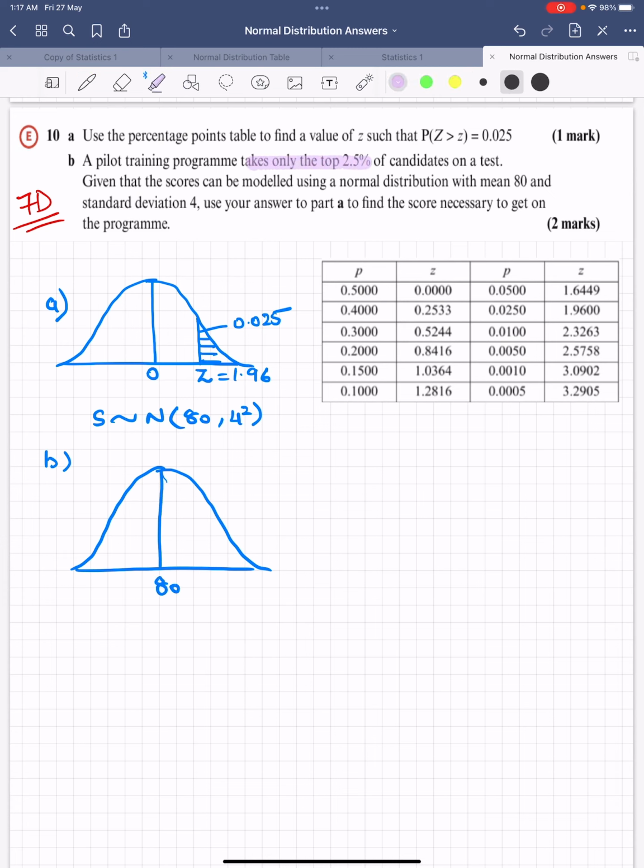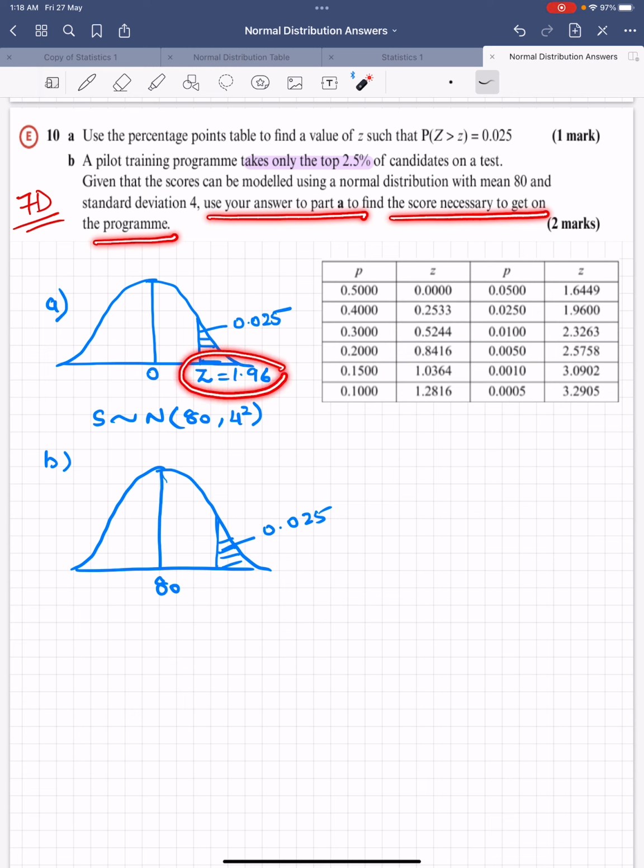So the top 2.5% is again the probability 0.025. Now what do we need to do? Use your answer to part A to find the score necessary to get on the program. We already have the z score in answer to part A. We need to use this z score to find the corresponding real value of A that has the top 2.5% of the candidates.